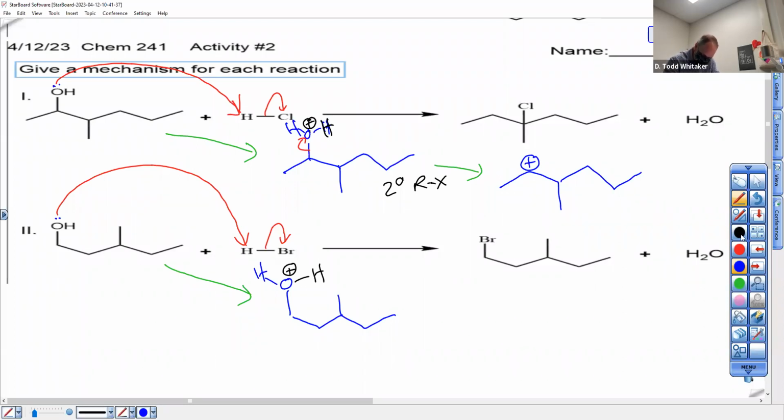What are the other products here? Cl minus is the other product. Br minus. I think we can finish this one off. This is a primary Rx. This is a strong nu. What are you thinking? You're certainly not thinking SN1 carbocation. Not with a primary carbon. So what's your other option? SN2. How do the arrows go for SN2?